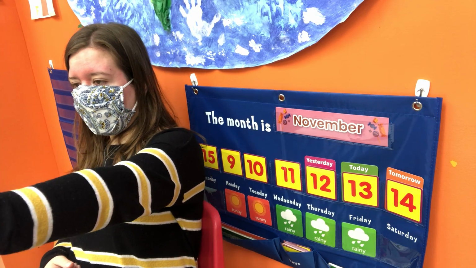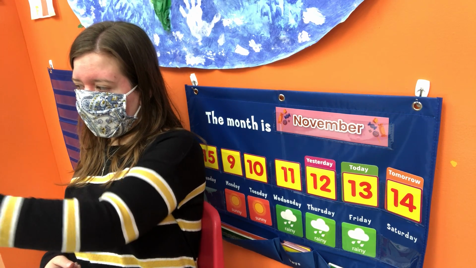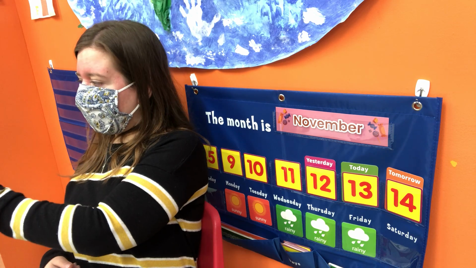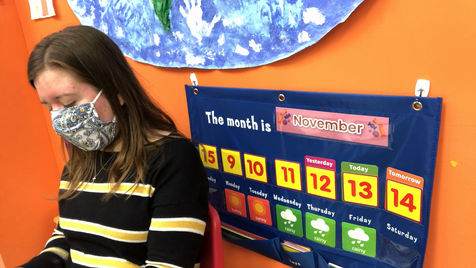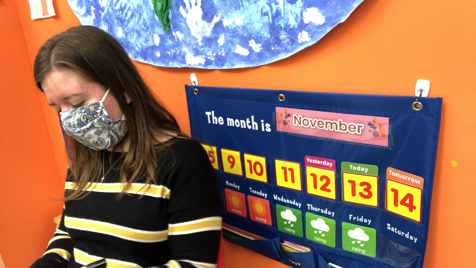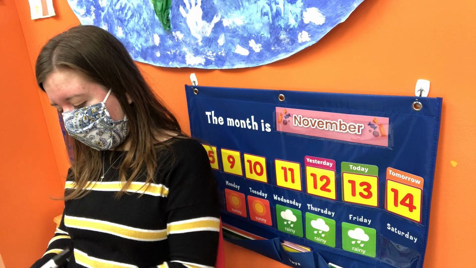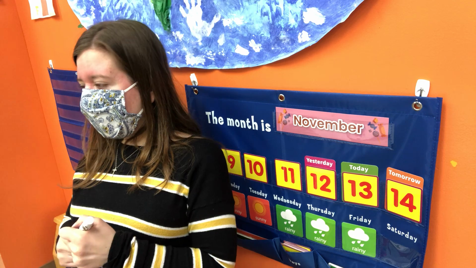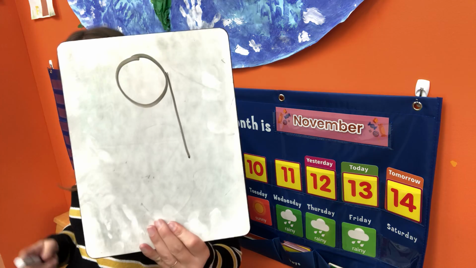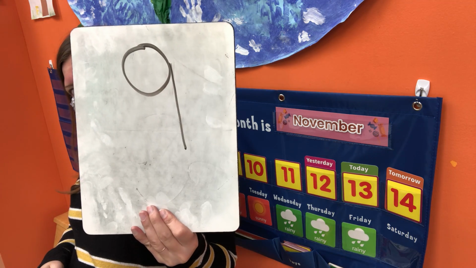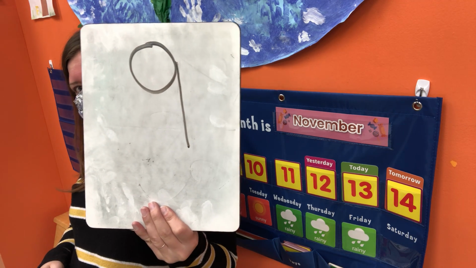One, two, three, four, five. 8. Okay. 8. Let's see if this is right. But if we count the teachers, there's 10. Yes, if we count the teachers, there's 8, 9, and 10. But now for friends, is this 8? No. Wait, what number is this? 8. 9. So how do I make my 8?